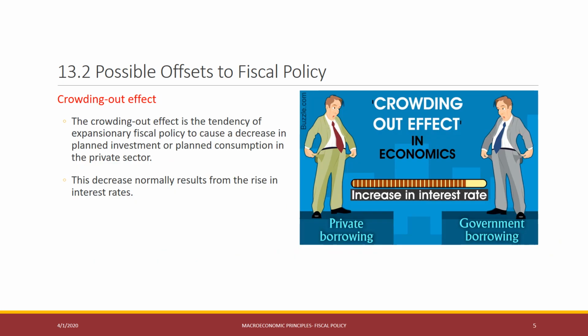So we have to know what the crowding out effect is. After that, we can focus on various possible offsets to fiscal policy. Crowding out effect is the tendency of expansionary fiscal policy to cause a decrease in planned investment or planned consumption in the private sector, and this decrease normally results from high interest rates.